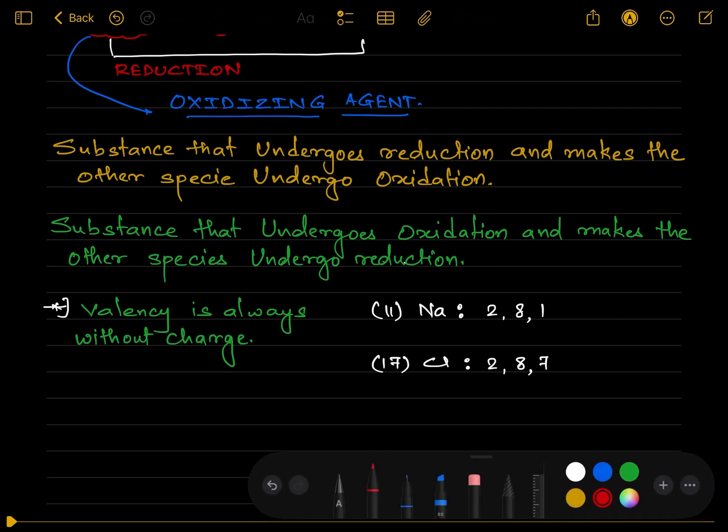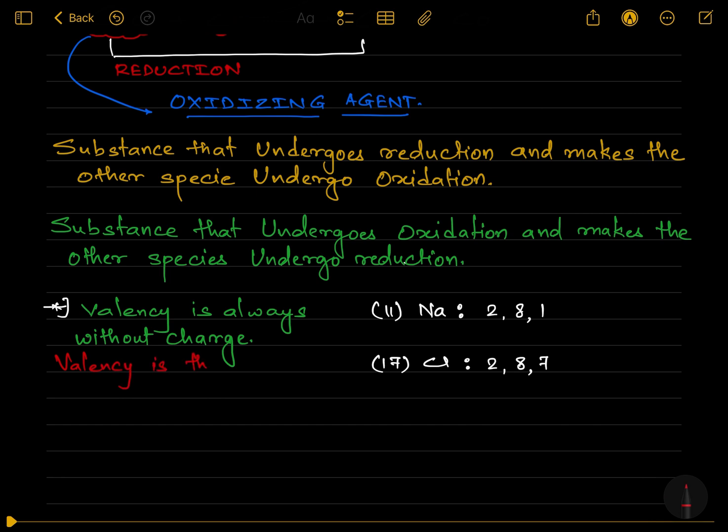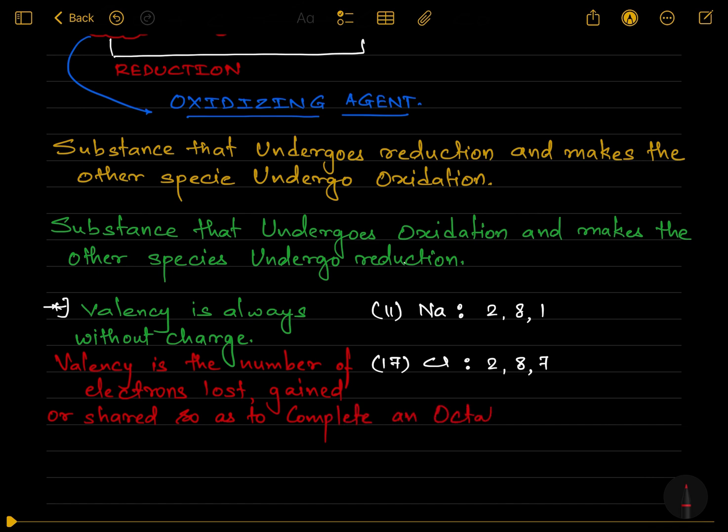The reason is that valency is the number of electrons lost, gained, or shared so as to complete an octet or a duplet. Now, what do you mean by an octet or a duplet?